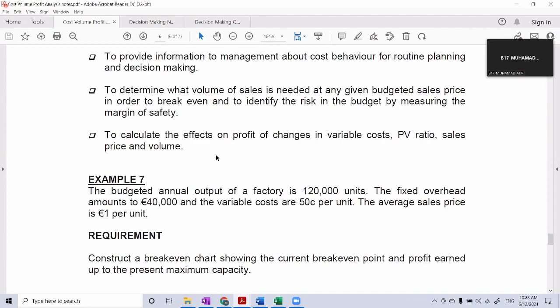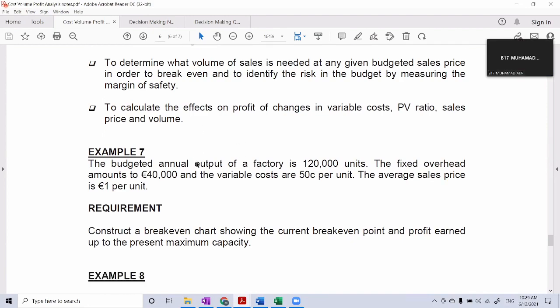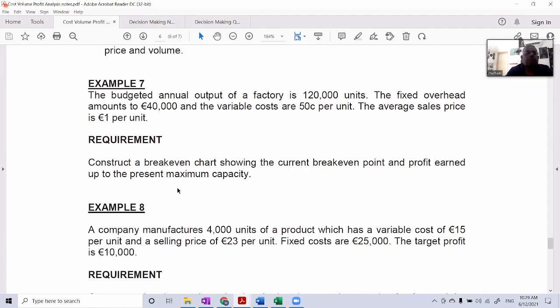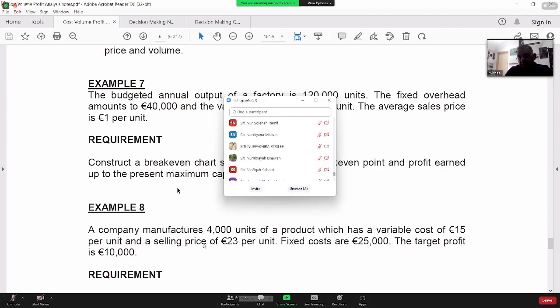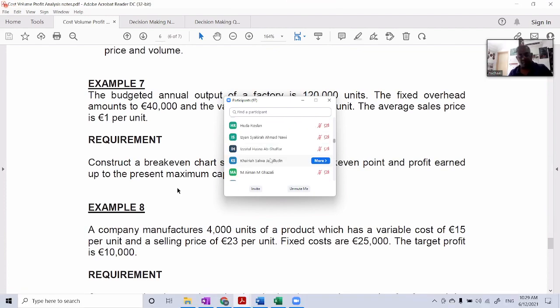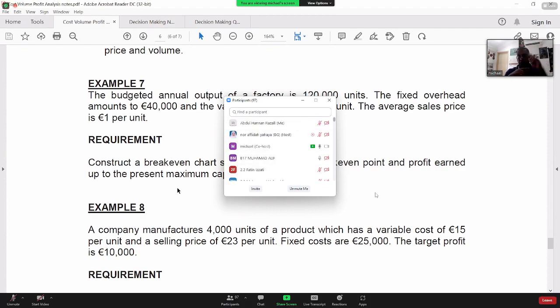All right. Now look at example 7. It says the budgeted annual output of the factory is 120,000 units. Fixed overhead amounts to 40,000 euro. Variable cost per unit is 50 cents. Average sales price is 1 euro. Construct a break-even chart showing the current break-even point and profit earned up to the present maximum capacity. Right now, we don't have graph paper, so I'm going to do a little bit of calculations first, just to show you the key points on the graph.